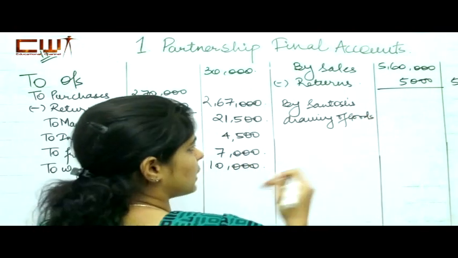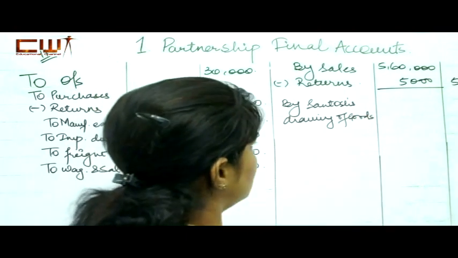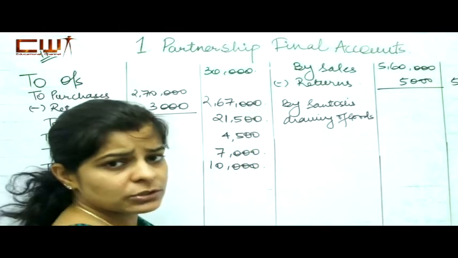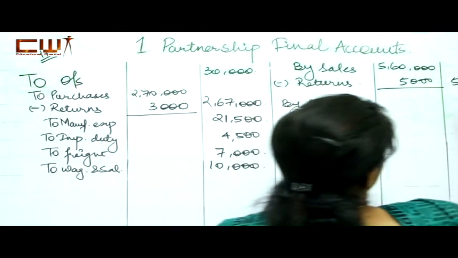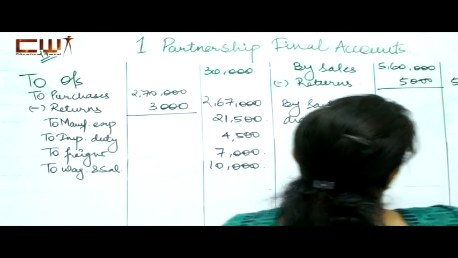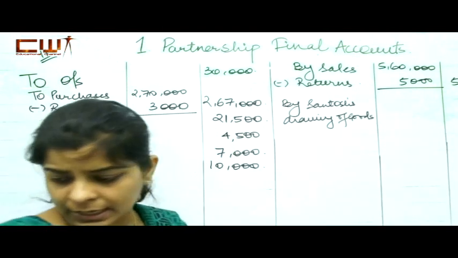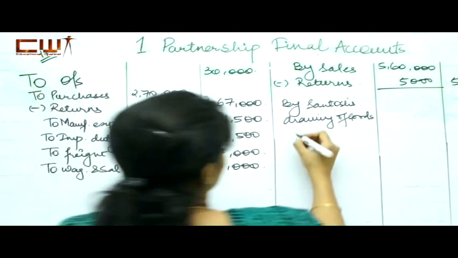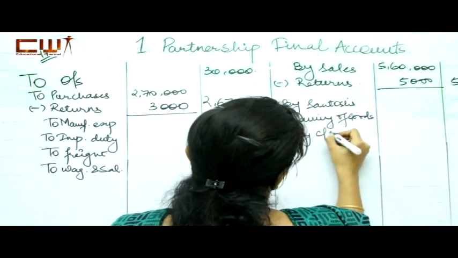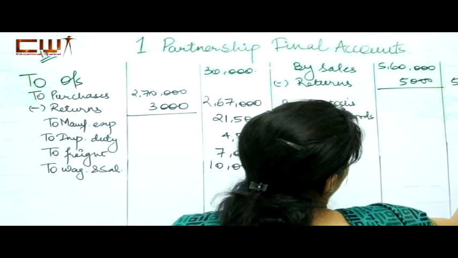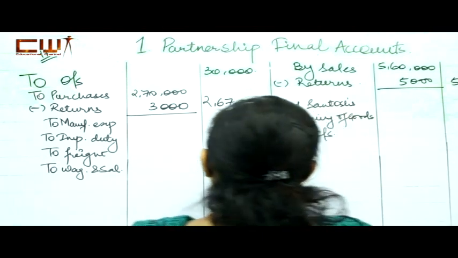From the business he has taken the goods, so definitely they will come on the credit side. How much goods has he taken? 6,000. He has taken a drawing of 6,000 in the form of goods. Closing stock is given as 38,000. You have the closing stock 38,000, right?